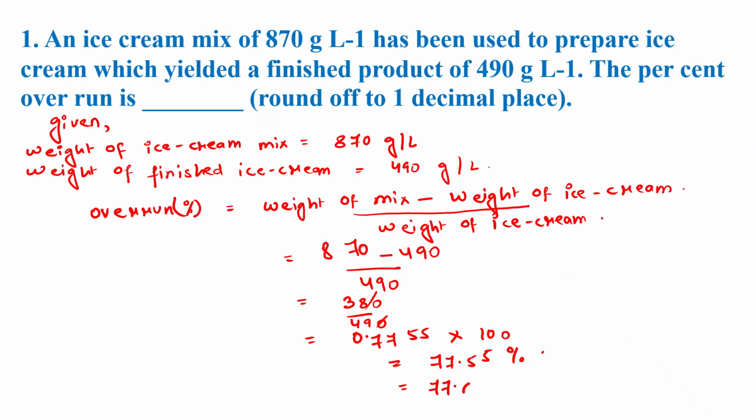And this percent overrun, it measures how much air, by weight, is whipped into ice cream during the freezing. Now higher overrun means it is lighter, with a fluffier texture, which means it is cheap commercial ice cream. And lower overrun means it is dense, a rich product, premium quality. So over here my answer is 77.6.